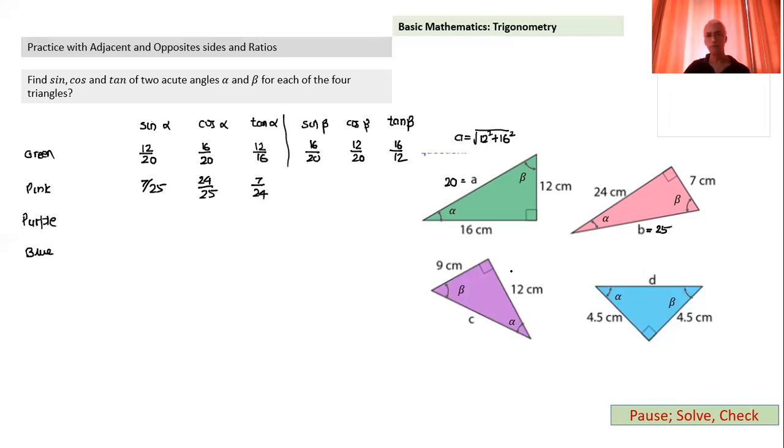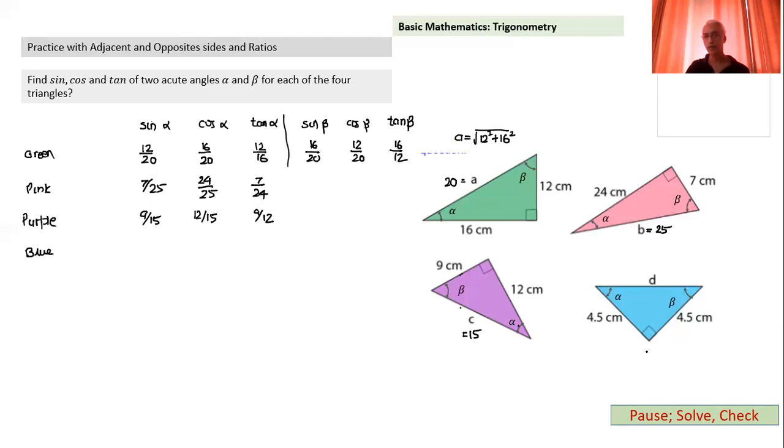How about the third one, purple color? This side will be equal to square root of 9 square plus 12 square, which will be equal to 15. This side is 15. What is sine of alpha? Sine of alpha will be this side divided by hypotenuse, opposite by hypotenuse, 9 by 15. And I'm not simplifying. Basically, this is only to help you practice the process of finding these ratios quickly and correctly. And what will be cos of alpha? Cos will be the adjacent side, the side along with angle alpha, 12 by 15. And what will be tan? 9 by 12.